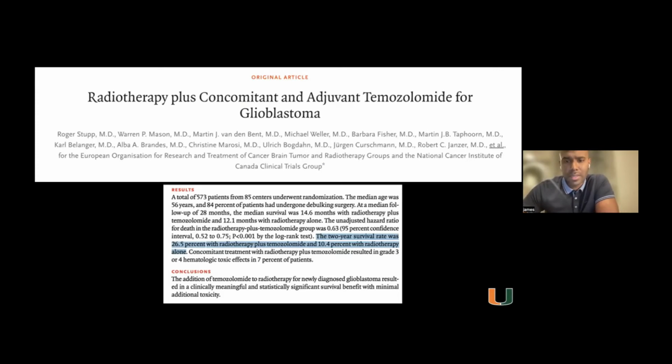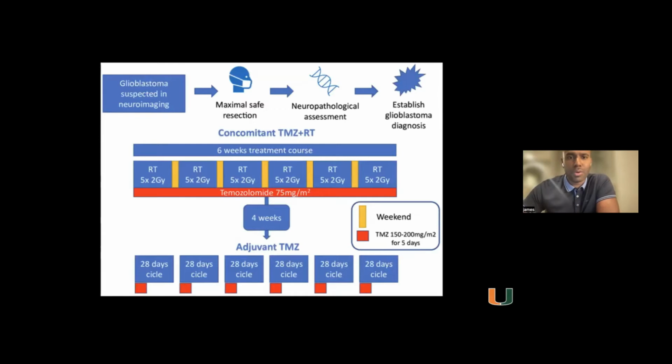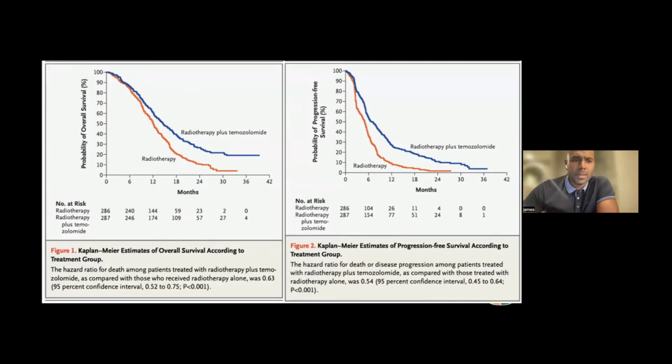2-year survival rate. And this is the Stupp Protocol, where you get the first 6 weeks up front: daily radiation, temozolomide, weekends off. Then you have a break after 4 weeks of that. After the break, you then do it in cycles, with temozolomide interspersed within there. And that New England Journal paper, the Stupp Protocol, these are the two graphs showing improved overall survival and progression-free survival, comparing the two groups.